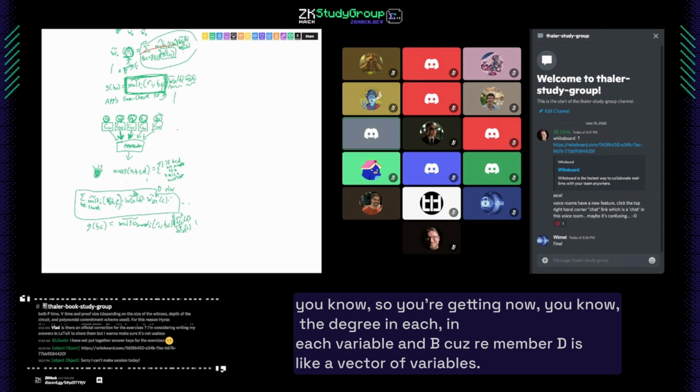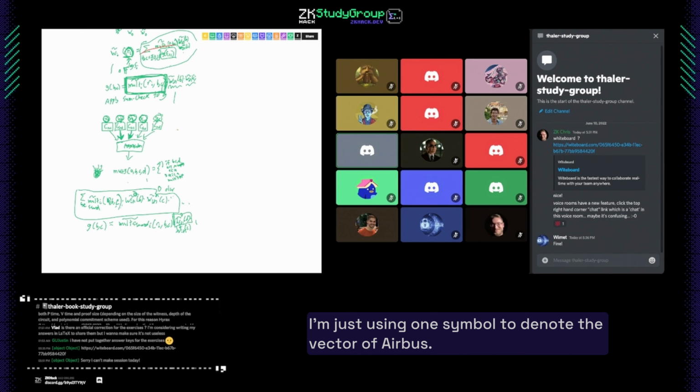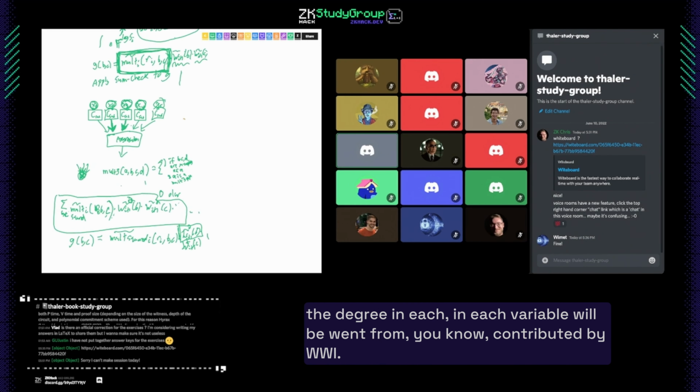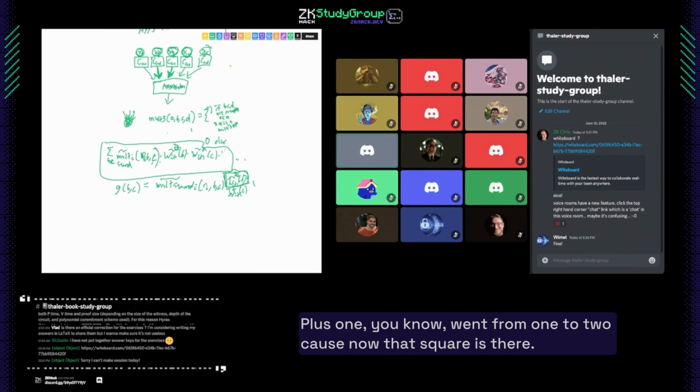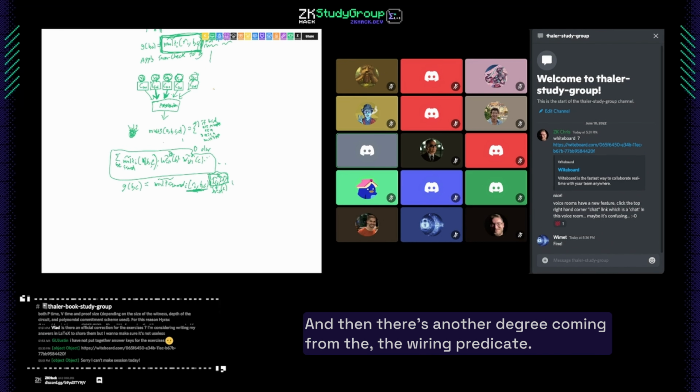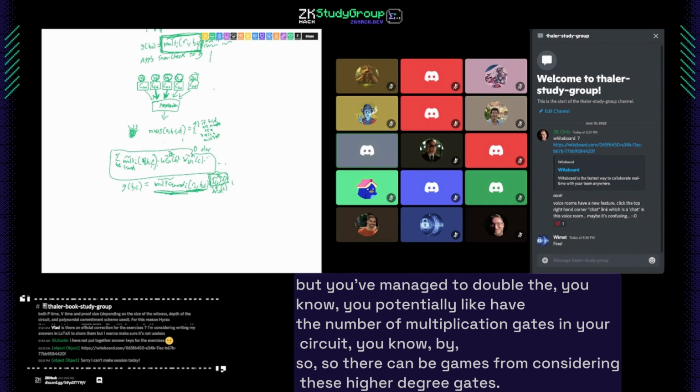So remember, B is like a vector of variables. I'm just using one symbol to denote a vector of variables. The degree in each variable of B, contributed by W_{i+1}, went from 1 to 2, because now that square is there. And then there's another degree coming from the wiring predicate. So you've only increased the degree by 50%. The proof length within sum check has increased by about 50% per round, but you've potentially halved the number of multiplication gates in your circuit, so there can be gains from considering these higher degree gates.